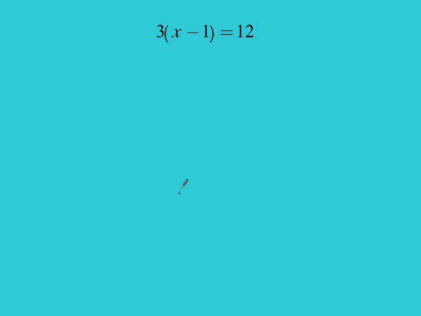Alright, on our next example, we've got 3 parentheses x minus 1 equals 12. The first thing that I notice is that we've got parentheses. Now to get rid of the parentheses, we need to distribute the number that's out in front of the parentheses. So when we distribute, we're going to multiply everything that's inside the parentheses by the number that's on the outside of the parentheses. So this is going to be 3 times x plus 3 times negative 1. And remember, we still set it equal to 12 because that's what it was originally.